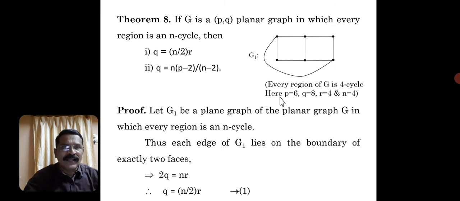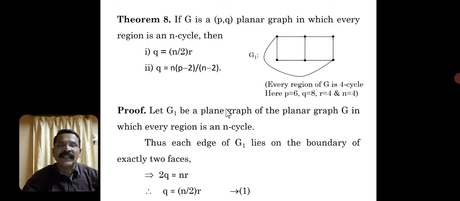So how many vertices are there in this graph? 6 vertices, 8 edges and 4 faces, including interior as well as exterior. 3 interior faces and 1 exterior face, totally 4 faces. And n equal to 4 because every face is a 4 cycle. So n is 4. So now if you substitute these, what happens?